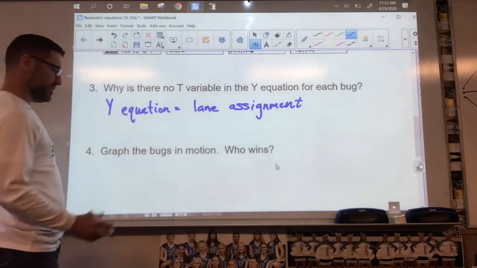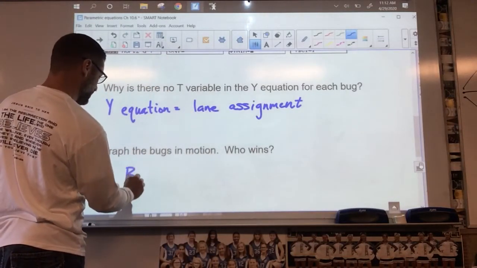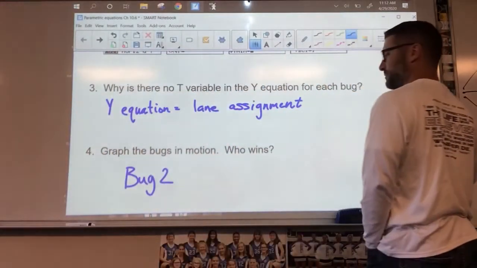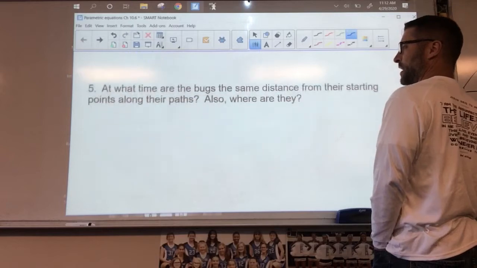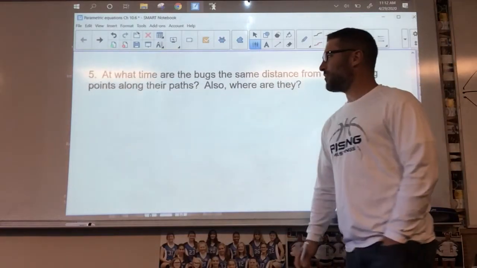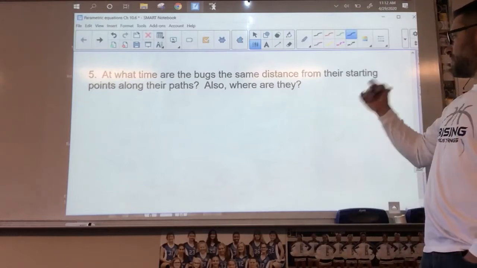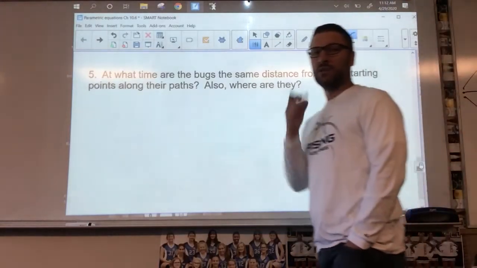Graph the bugs in motion. Who won? We saw bug 2 win. Bug 2 left later, but was able to overtake bug 1. And at what time are the bugs the same distance from their starting points along the paths? Also, where are they?